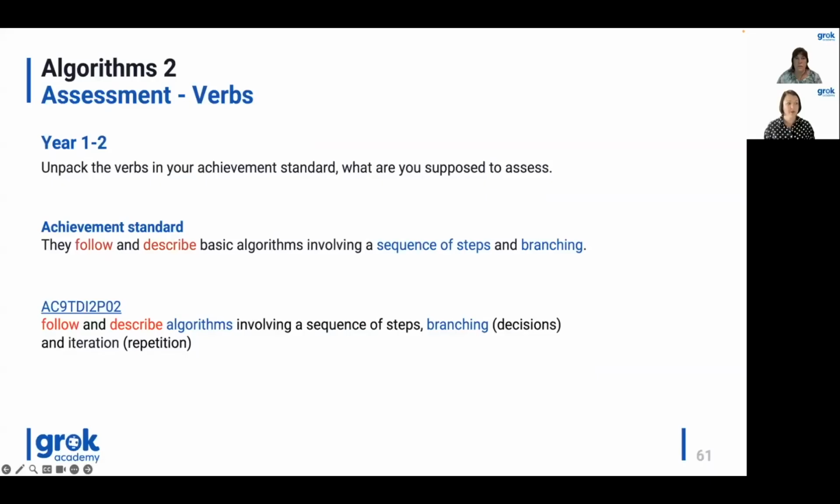Here are the command verbs in red. Follow and describe are the main verbs we are assessing. The parts in blue are what you are assessing. They can follow and describe a sequence of steps, and they can follow and describe branching. By the end of Year 2, students must be able to follow and describe a sequence of steps and branching. Students are introduced to iteration or repetition, but these are not assessed for Years 1 and 2.